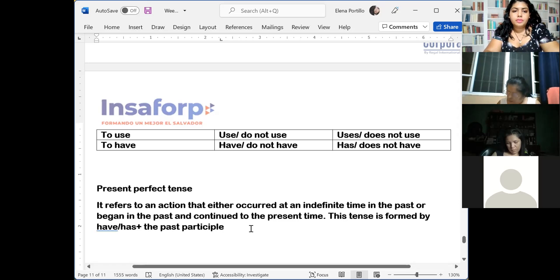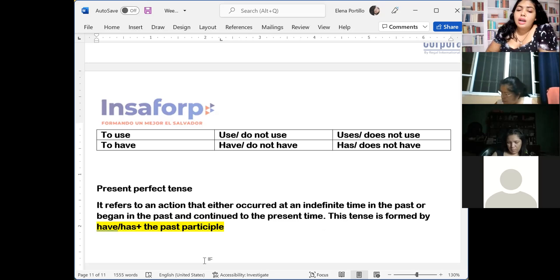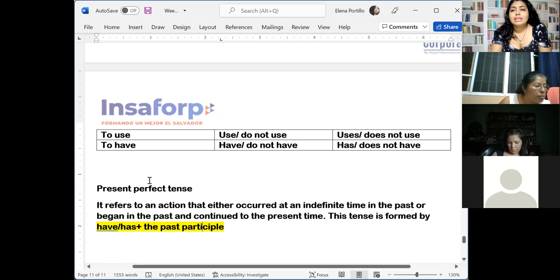So in this case, it is to talk about an action or a state that either occurred at an indefinite time in the past or began in the past and continued to the present. That is the difference that we were talking about between the past perfect and the present perfect, because in this case, it begins in the past and continues in the present. And this tense is formed by have, had, or has, plus the past participle of the verb. And that's the way in which we create this tense.